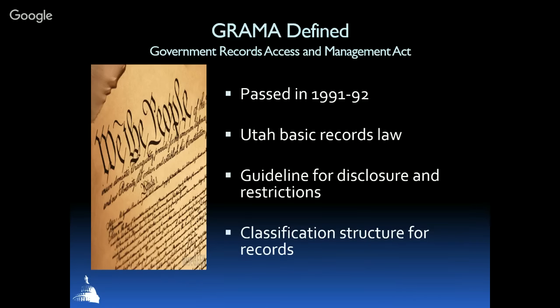The law provides guidelines for disclosure and restriction of records and has a comprehensive records classification structure. There are 4 classifications: public, private, protected, and controlled. And the law further states that when access is governed by some other statute, that statute takes precedence and/or complements GRAMA.